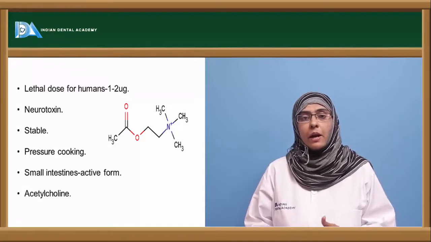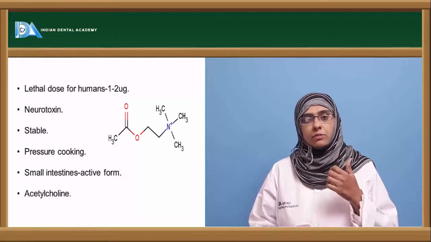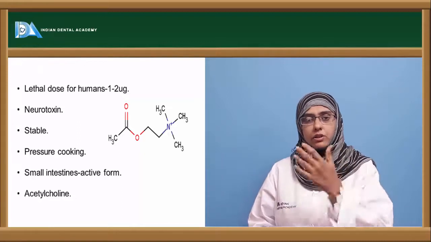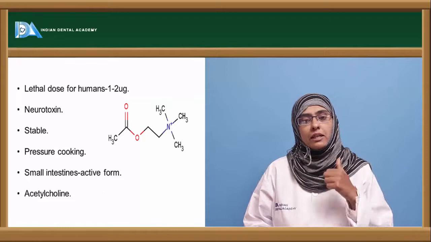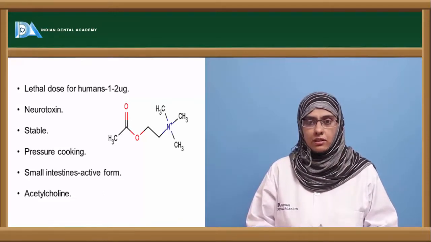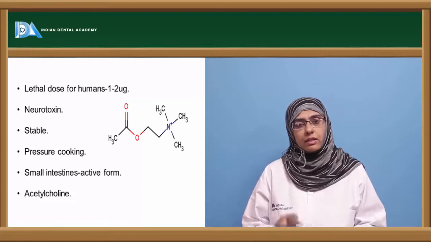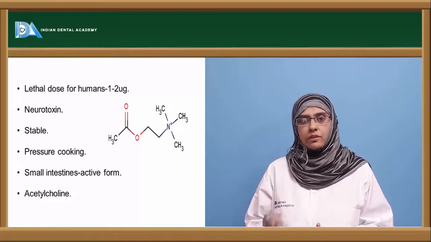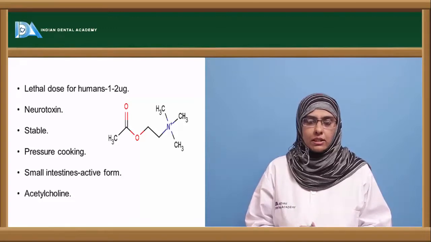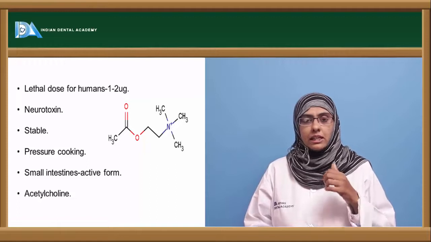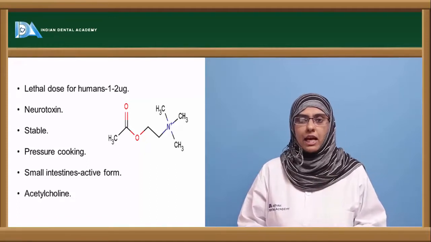It is highly stable in nature, and has to be heated up to 80 degrees centigrade for 30 to 40 minutes to get inactivated, or you can expose it for 10 minutes to 100 degrees centigrade to inactivate the toxin. Food that is contaminated with the toxin can be made safe by pressure cooking the food for about 10 to 20 minutes. This toxin has the ability to resist digestion, and it is absorbed by the small intestine in the active form.